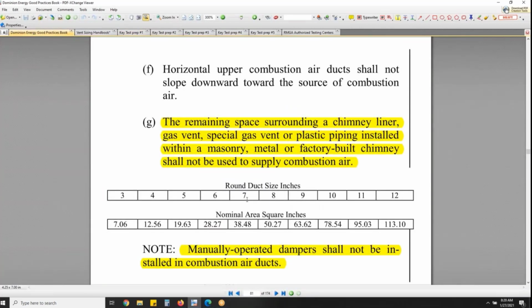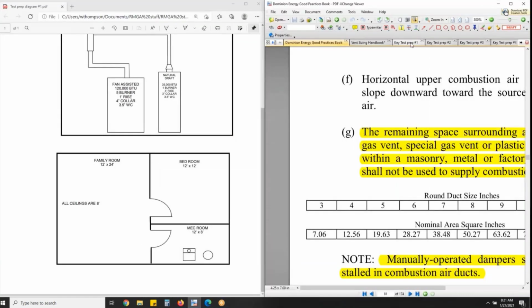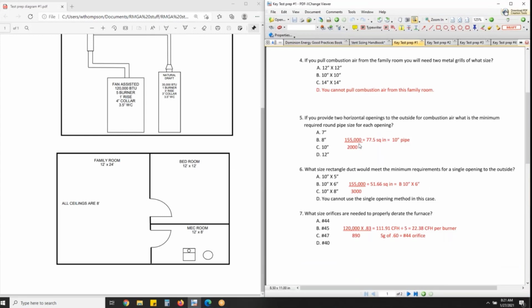Let's see, a 7-inch round duct only gives us 38.48 square inches. 8-inch doesn't work, 9-inch doesn't work, so 10-inch is the next one that'll give us what we need. So do you know where you made your mistake, Tyson? Yeah, I just didn't really understand the formula. Okay. And now that I could see it, it's a lot easier to understand.